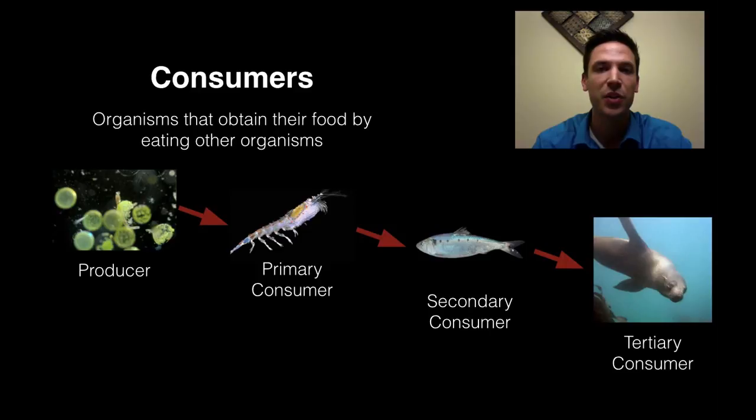So all three of these guys are types of consumers. They obtain their food by eating other organisms, but we just give them different names based off of where they fall in a food chain.